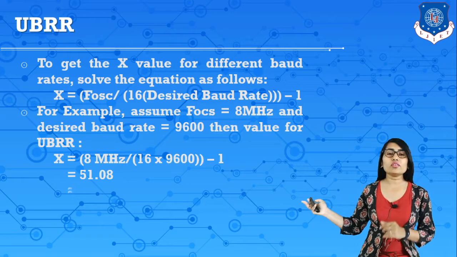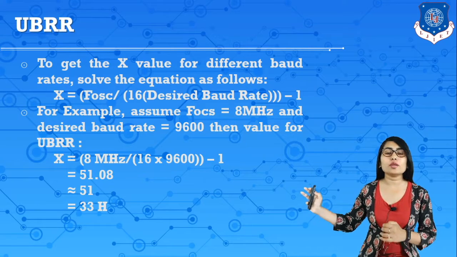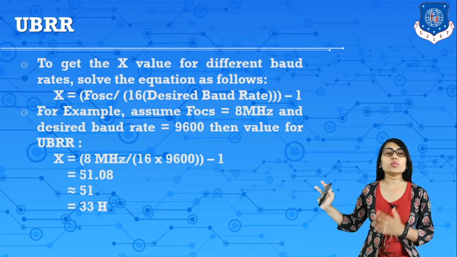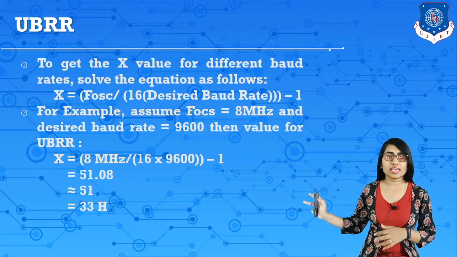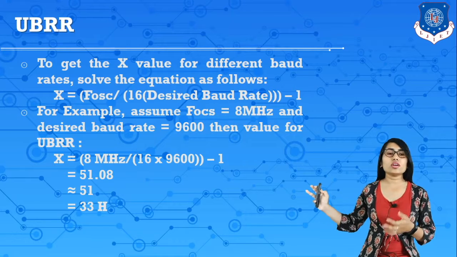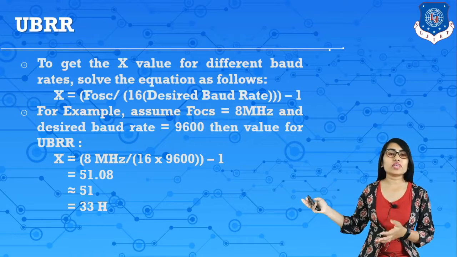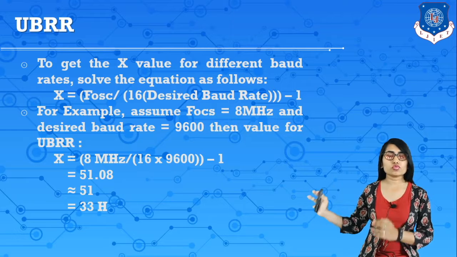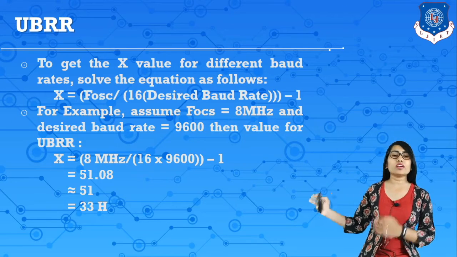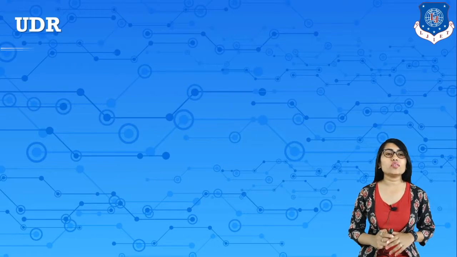Here is one example: if FOC is equal to 8 megahertz and the desired baud rate is equal to 9600, then the value of UBRR is x equals 8 megahertz divided by 16 times 9600, minus 1. So here we have the value 51.08, so the value of UBRR is equal to 51 in decimal, or we can convert this to hexadecimal, so we have the value 33H. So this is how we can calculate the value of UBRR.